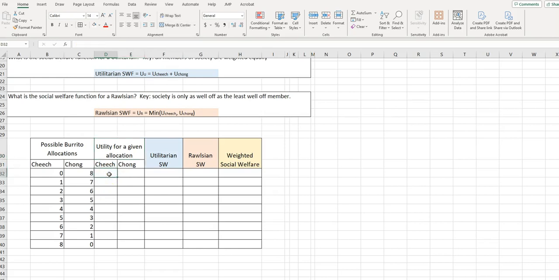So I'm just going to go ahead and program in some formulas here. So the utility of Cheech is going to just be equals, I'm going to grab cell B32 here, and I'm going to raise that to the 0.5 power. So we're taking 0 and raising it to the 0.5 power, which of course is 0. So for Chong, we're going to take cell C32, which we're going to also raise to the 0.5 power. Okay, so Cheech has 0 utility because he had 0 burritos, and Chong has a utility level of 2.83 roughly, based on the 8 burritos that he consumed.